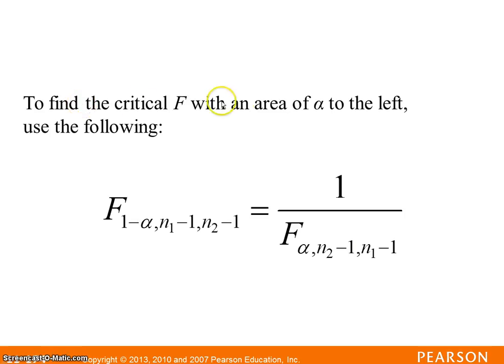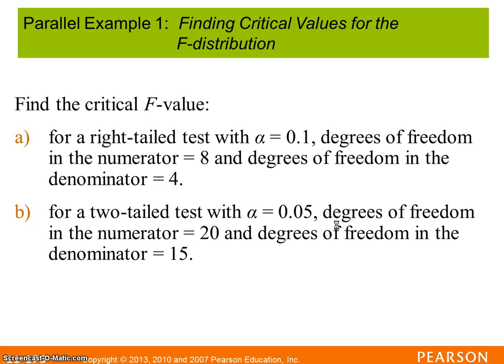To find the critical F value with an area to the left, you'll basically need to use this formula. Essentially, if this is like 5%, then the area to the left would be 95%, and then what you do is you switch the two degrees of freedom of the numerator and denominator and divide into 1. We'll hopefully look at an example of that.